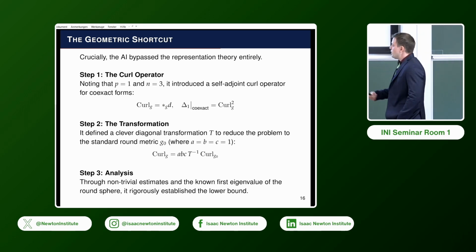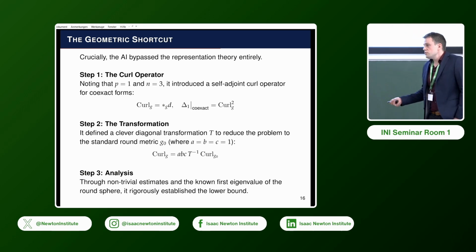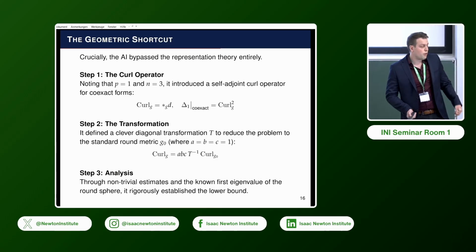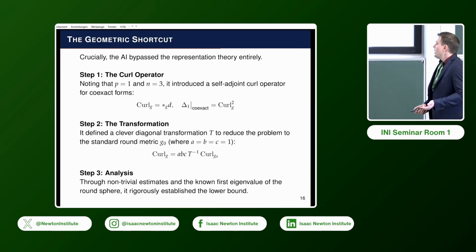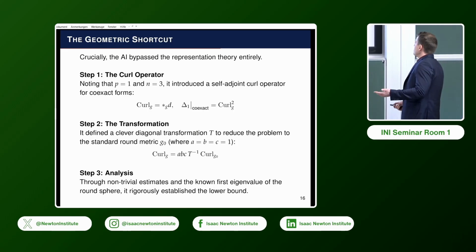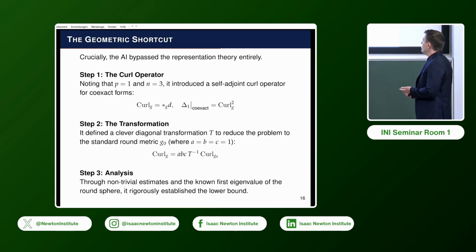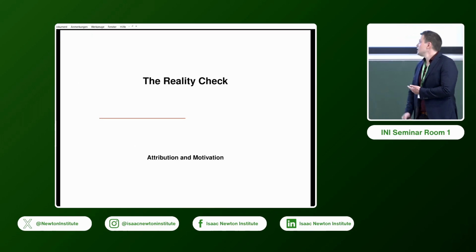And then it did some non-trivial estimates and used the first eigenvalue of the round sphere in order to establish a lower bound. Okay, so first we were like, okay, this is a nice proof. But then we were wondering, where did the AI get its idea from?